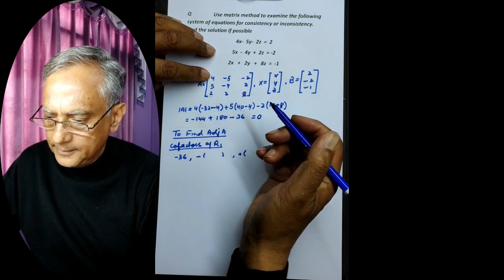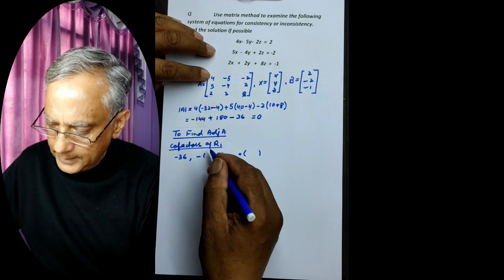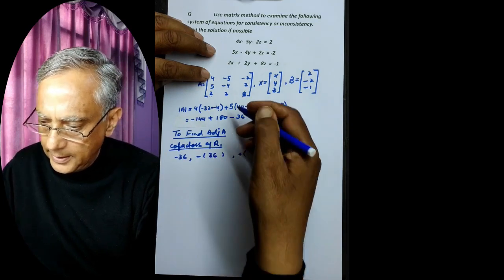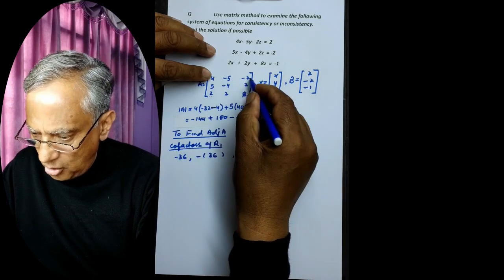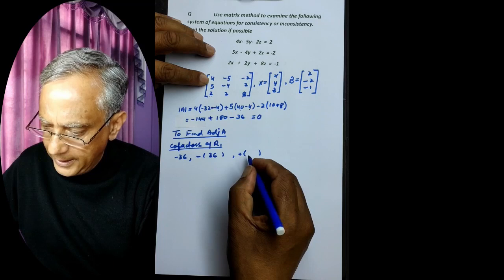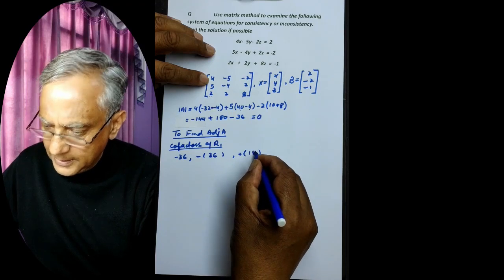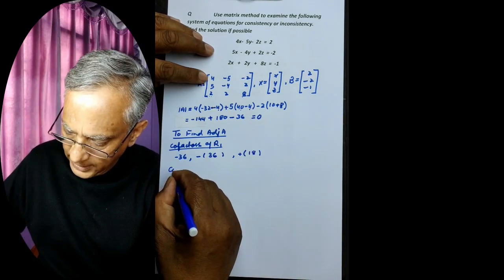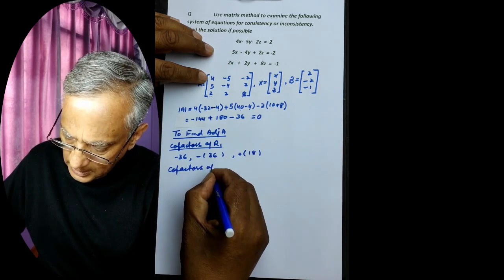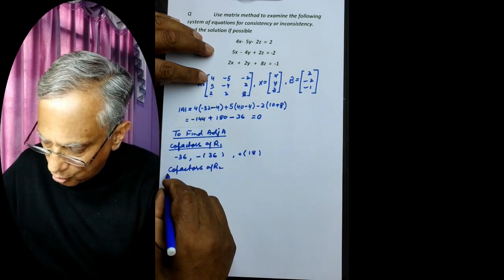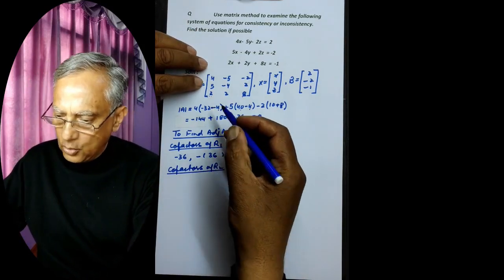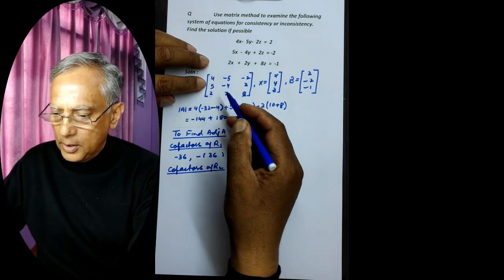40 -4, that is 36. Next is, now this is gone, this is gone. 10 plus 8. 10 plus 8 is 18. Now we find cofactors of R2. Now we find cofactors of the second row.